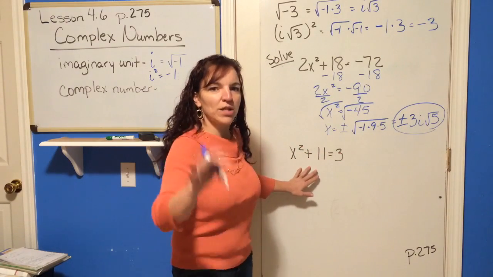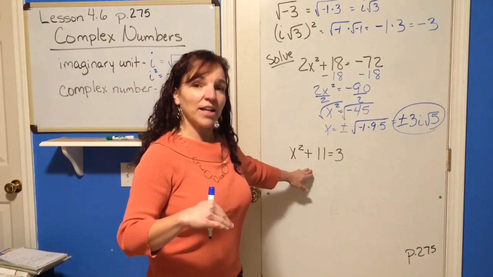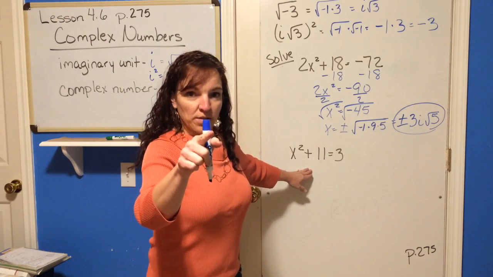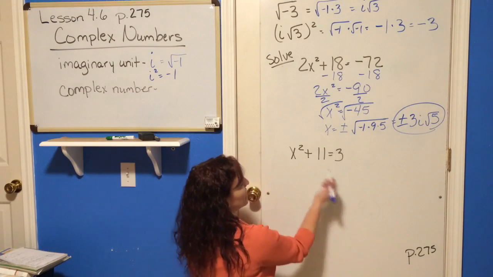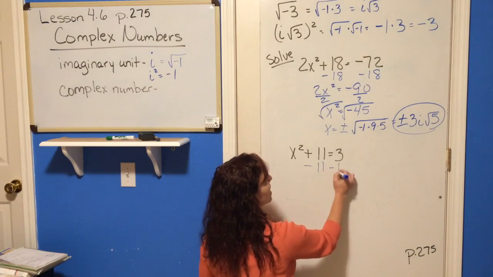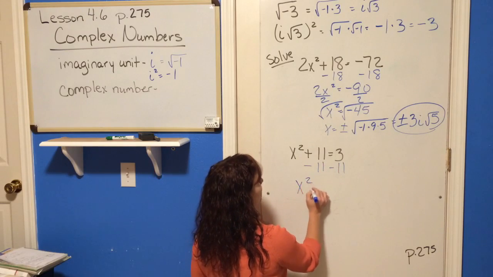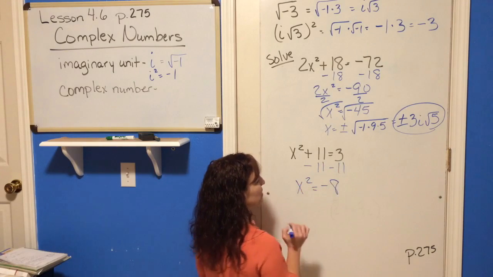Try this one on your own, pause it, try it on your own, and then come back, and I'll do it with you. Did you pause? Did you do it? Let me see. All right. So on this one, you're going to get the x squared by itself, so subtract 11 from both sides. So x squared equals -8.